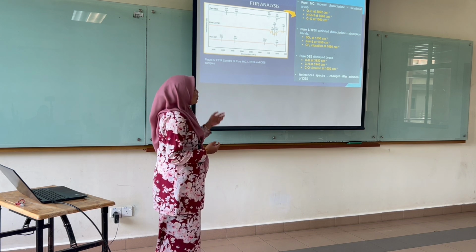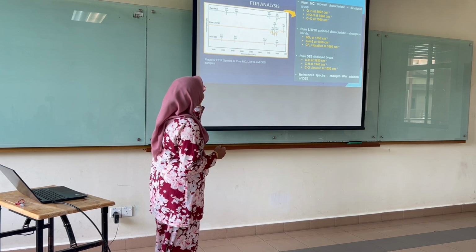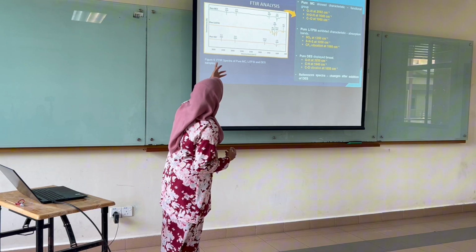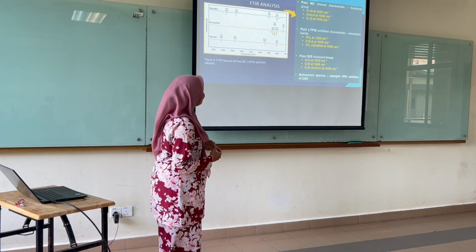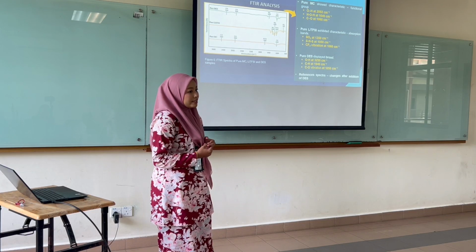For the pure MC, it shows the characteristic functional groups: OH at 3092, HOH at 1640, and CO functional group at 1060.